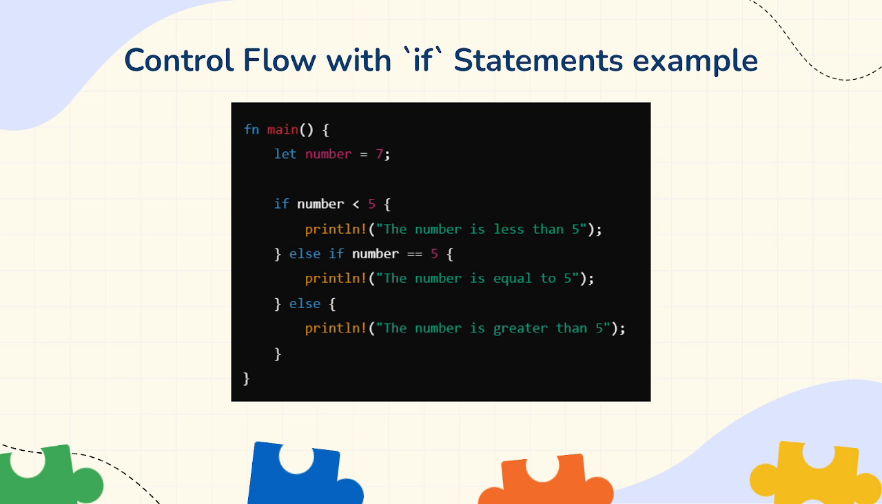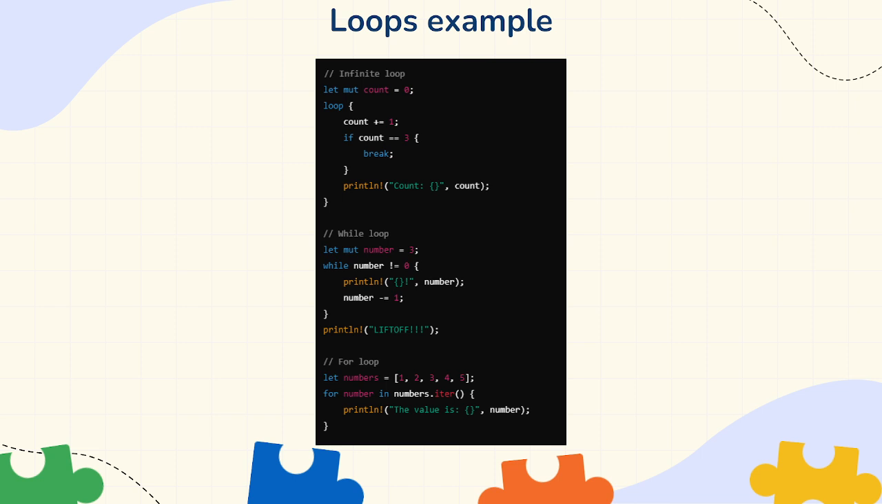Rust provides several ways to perform repetition, such as loop, while, and for loops. Let's explore each of them. Here, we have an infinite loop using loop with a break condition to exit the loop when the count reaches 3. We also have a while loop that counts down from 3 to 0, and a for loop that iterates over an array. These loops allow us to repeat code multiple times, making our programs more efficient and concise.